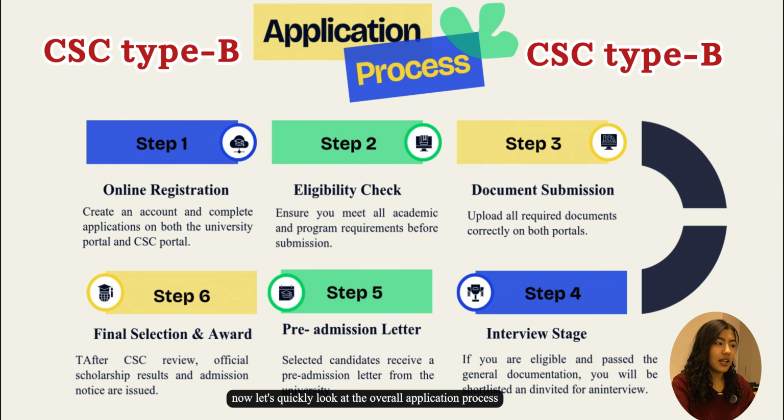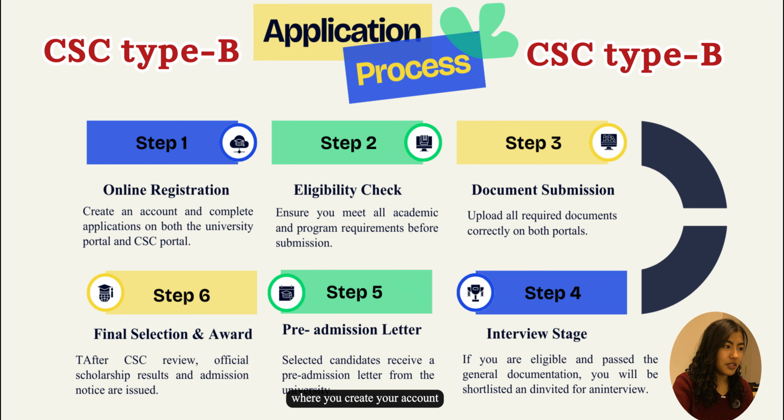Now, let's quickly look at the overall application process so you can clearly understand the full timeline. First is online registration, where you create your account and complete applications on both the university portal and the CSC portal. Second is the eligibility check, where you make sure you meet all the academic and program requirements before submission. Third is the document submission, where you upload all required documents correctly on both portals. After that, some universities may conduct an interview if needed, and if you pass the review stage, then you may receive a pre-admission letter from the university.